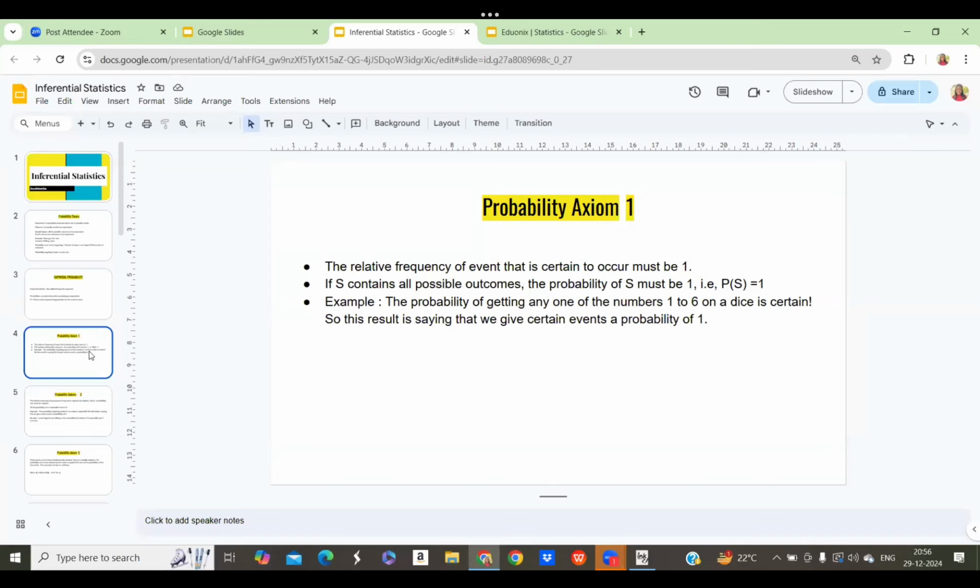That's why when we have 2 probable outcomes, we do 1 by 2. When we have 6 probable outcomes, we do 1 by 6. When we have 3 probable outcomes, we do 1 by 3.